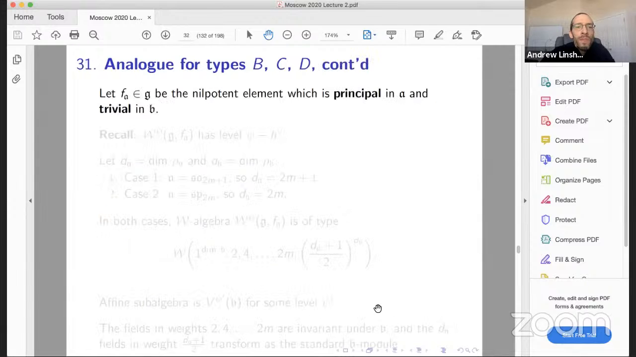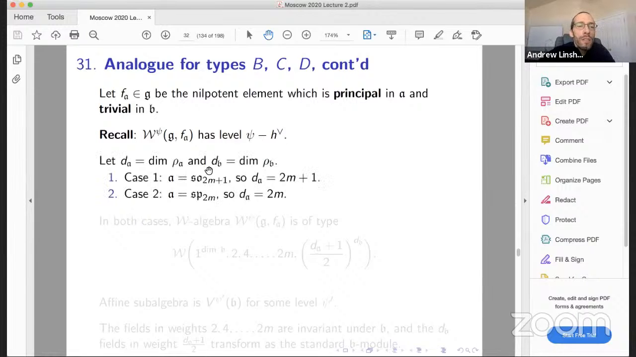Okay, so now let's say that f_A is the nilpotent element, which is principal in A and trivial in B. And so I'm going to define W^psi(G, f_A) to be this W algebra. So this is the one which is principal in A. And as usual, this is my shifted level, so the level is psi minus h check. And then the dimensions, so d_A will be the dimension of rho_A, and d_B will be the dimension of rho_B.